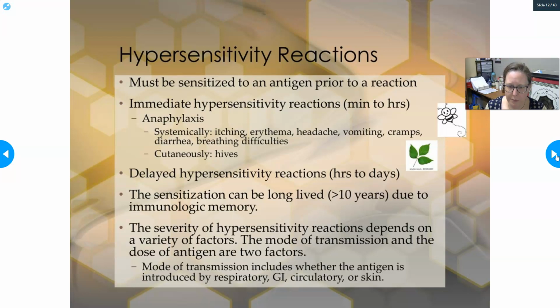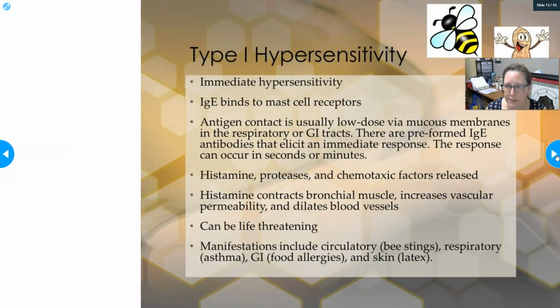The severity of the hypersensitivity reaction will depend on a variety of factors. The mode of transmission and the dose of the antigens are two of the biggest factors. So the mode of transmission would be, was it a sting? Did you get stung by a bee? Is it something that contacted your skin? Is it something you ingested? Is it something you inhaled? Is it a drug you were given, IV, etc.? And then the dose is, of course, how much did you get? Some of the modes of transmission, again, are respiratory, GI, circulatory, or skin. Those are the 4 biggies.